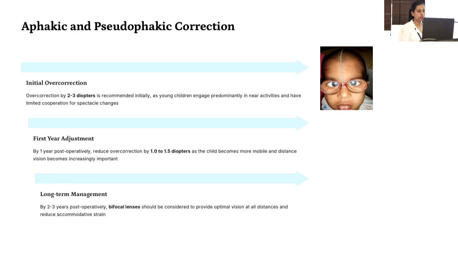In case of aphakia and pseudophakia, in the initial postoperative period, you should overcorrect by 2 to 3 diopters, and by the first year, you reduce the overcorrection by 1.1 to 1.5 diopters, and in the long term, you should convert to bifocal lenses, so that there is vision at all distances and intermediate areas.